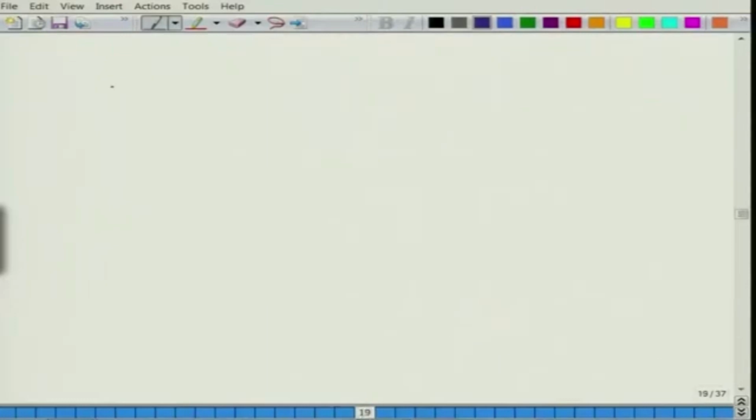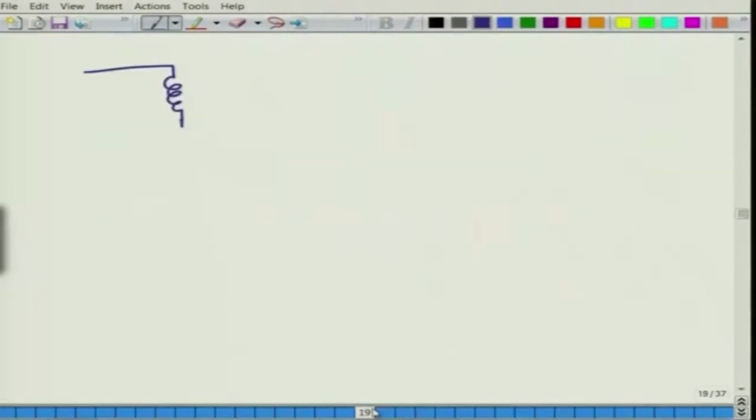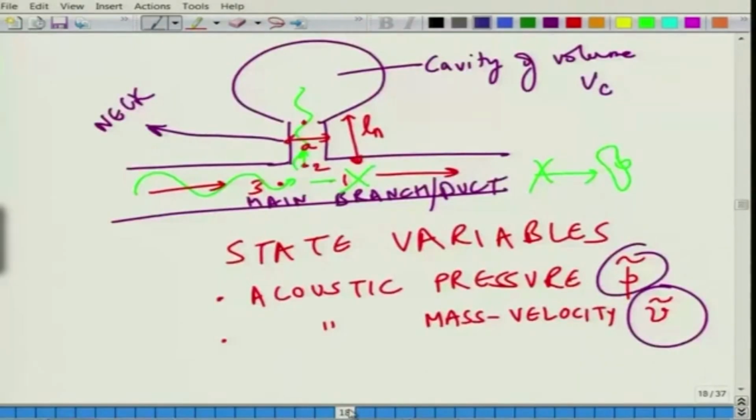So clearly the neck acts like an inductive element, and the capacitance or the cavity acts like a compliance. So that is a capacitance, and then obviously there will be some radiation losses as well, because this part, the neck, is exposed to the big volume and to this thing.